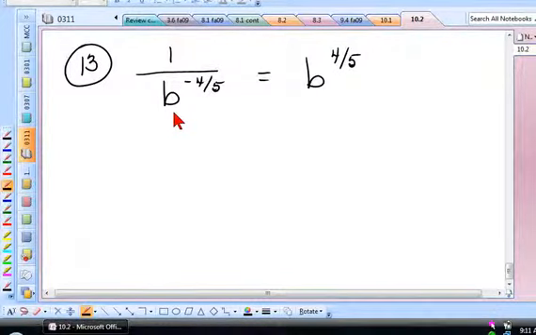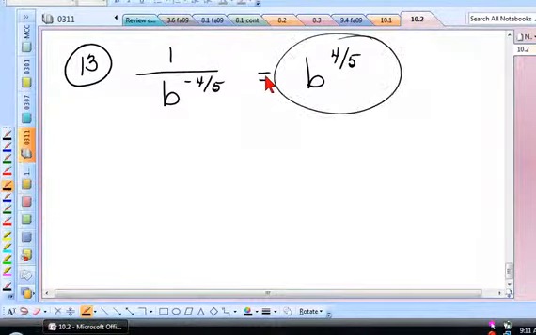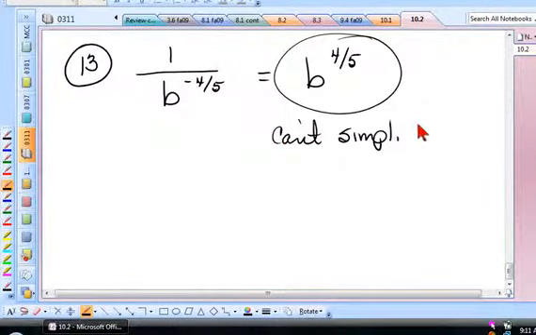Okay. Now, let me read the instructions more carefully. It says, write with positive exponents, simplify if possible. Okay, I wrote it with a positive exponent. Am I going to be able to take the 5th root of b and raise that to the 4th power and get something? No, I'm done. I can't simplify that. I put it into radical notation so that I can work through the simplifying process. And this one, you can't simplify. Please be sure that you read the instructions on each question so that you'll know what you're supposed to do.